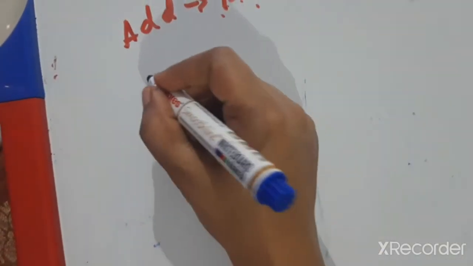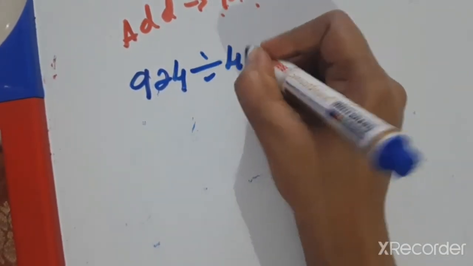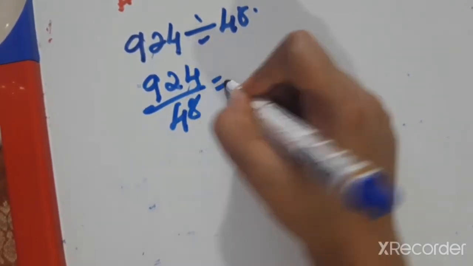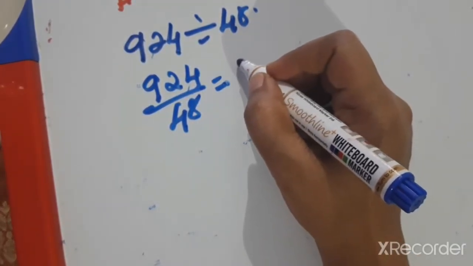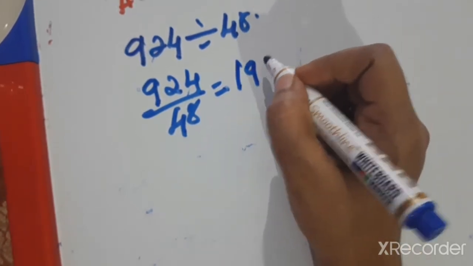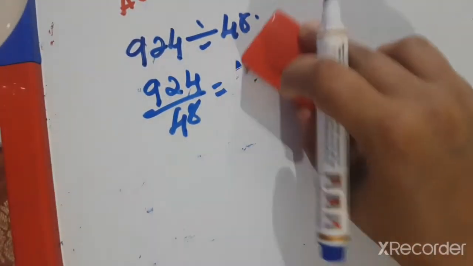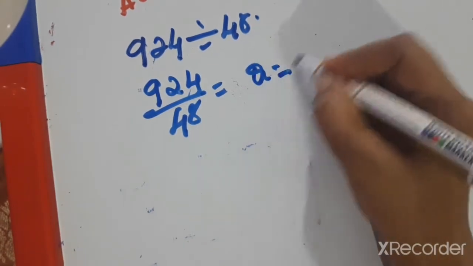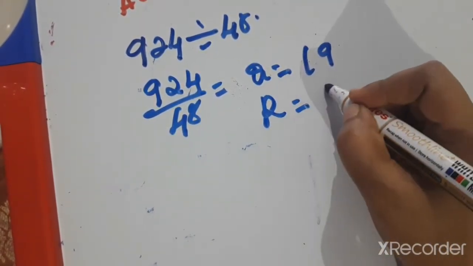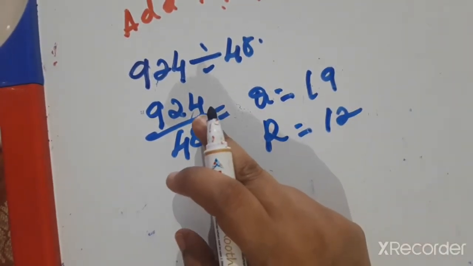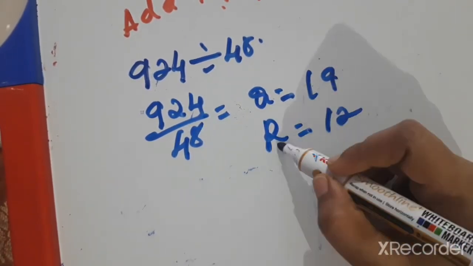So find the division of 924 divided by 48. After dividing 924 by 48, what is the quotient? The quotient is 19 and the remainder is 12.